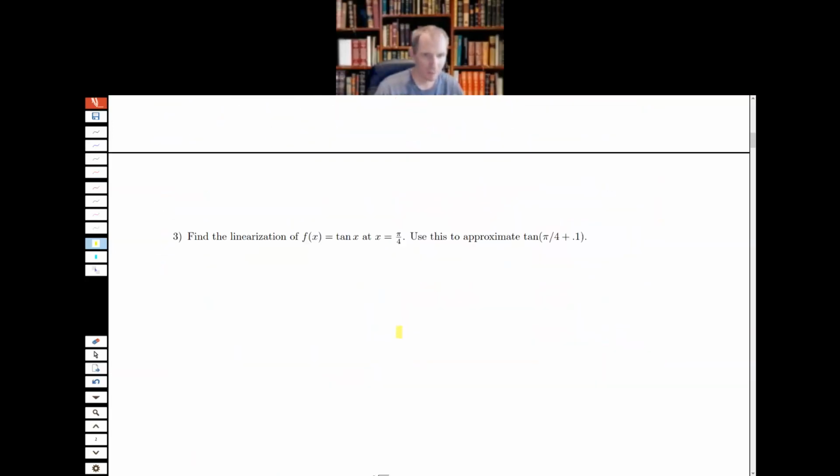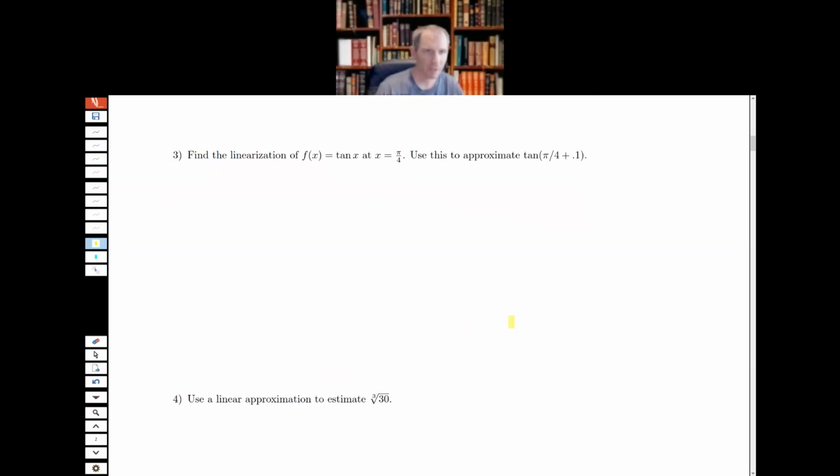Let's move on. Problem 3: find the linearization of f(x) equals tangent x at x equals pi over 4, and then use this to approximate tangent of pi over 4 plus 0.1. All right, so first of all, for a linearization, you can either remember a formula or you can just say, I'm finding the equation of a tangent line.